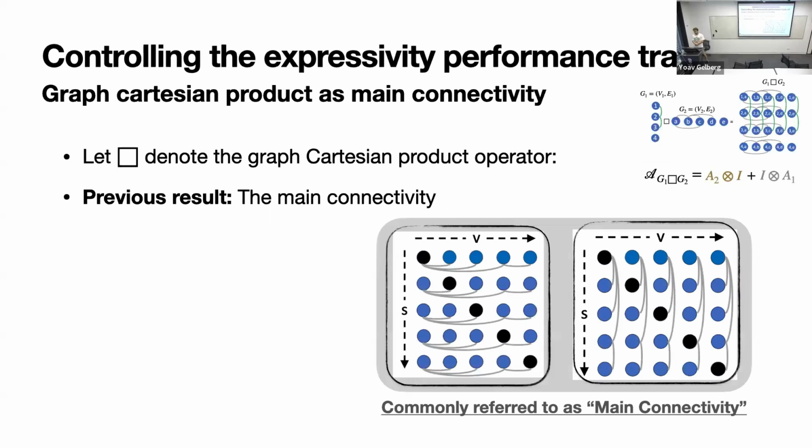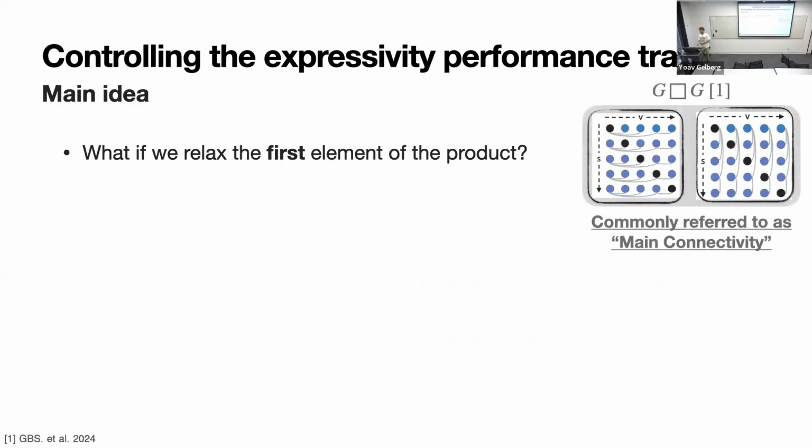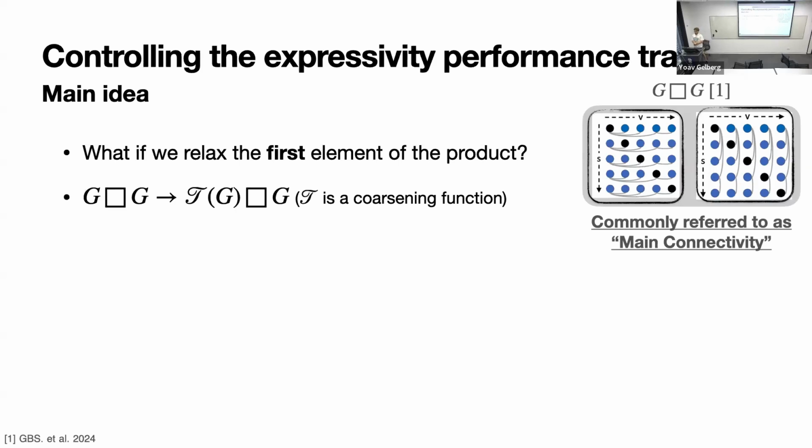So I remind you that this delta, this square, was the graph Cartesian product operator. And we had this result that the main connectivity of the maximally expressive subgraph GNN basically corresponds to the graph Cartesian product of G with itself. So given this, the main idea was very simple. What if we relax the first element in this product? What I mean by this is instead of doing G Cartesian product with G, what if we do T of G Cartesian product with G, where T is some coarsening function?